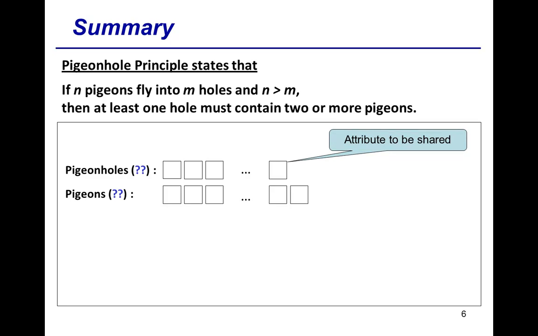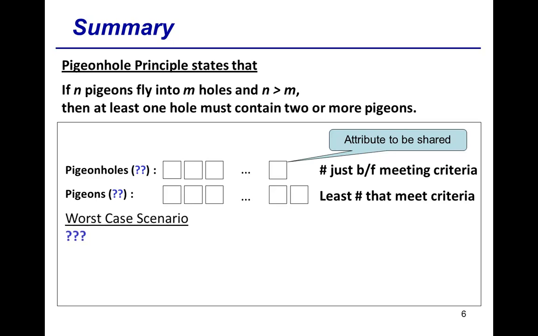Sometimes it could also be that the pigeon is the least number that is needed to meet a certain criteria, while the pigeonhole is the number just before we meet that criteria. Next, explain the worst case scenario. What is the longest route to take before you meet a criteria? Therefore, how many pigeons and how many pigeonholes do you need? Your explanation need not be lengthy, but you can use the diagram above to help you illustrate your point.